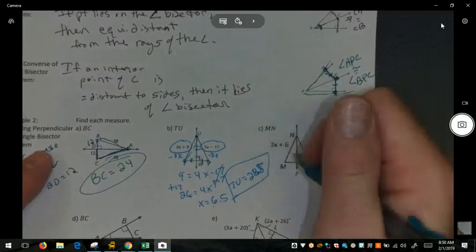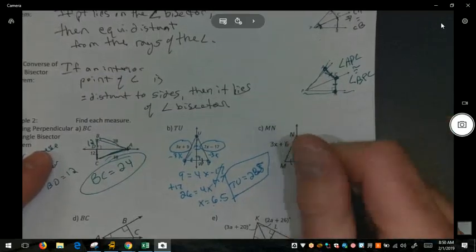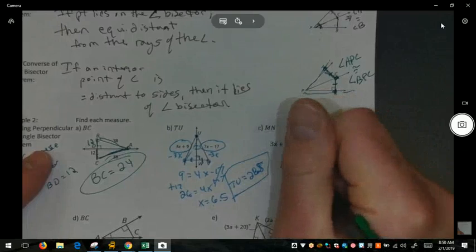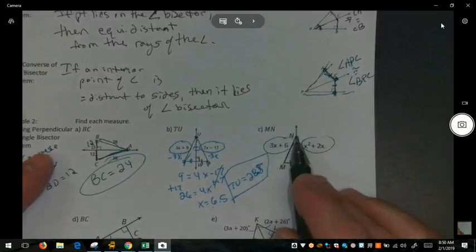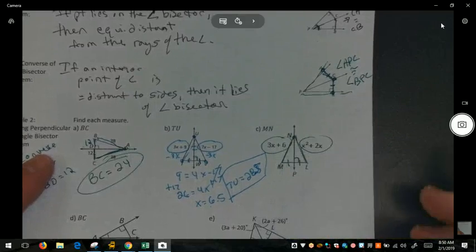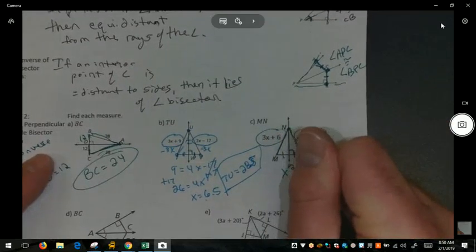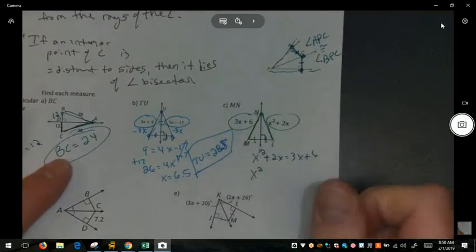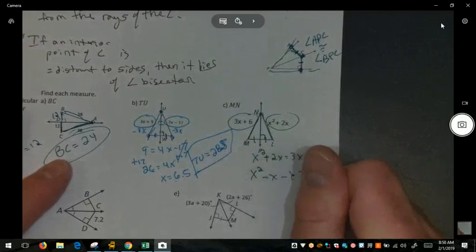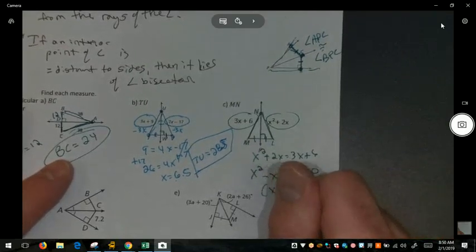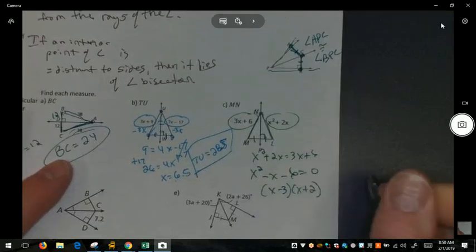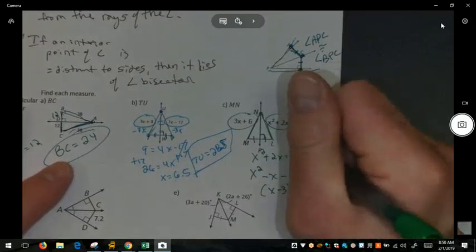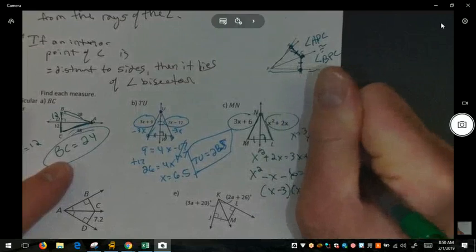Letter C, again, we are given the perpendicular bisector. We are supposed to set these two expressions equal. That means that NM and NL have to be equal, because this point on the perpendicular bisector has to be equidistant to the endpoints. So I have x squared plus 2x equals 3x plus 6. This is a quadratic, so we're going to get it equal to 0. X squared, I'm going to subtract 3x. I'm going to subtract 6. This one is factorable, x minus 3 by x plus 2. 6 and 1 will not work because they won't add to 1 in the middle. This gives us x equals 3 or x equals negative 2.